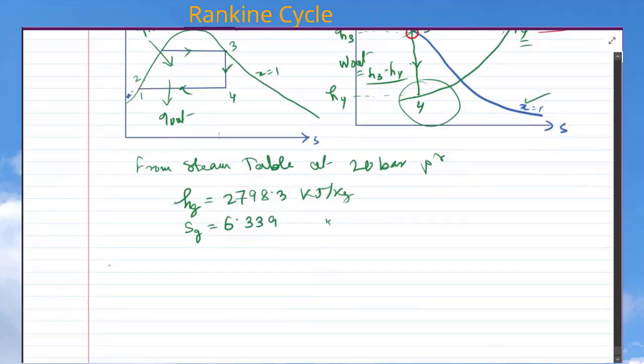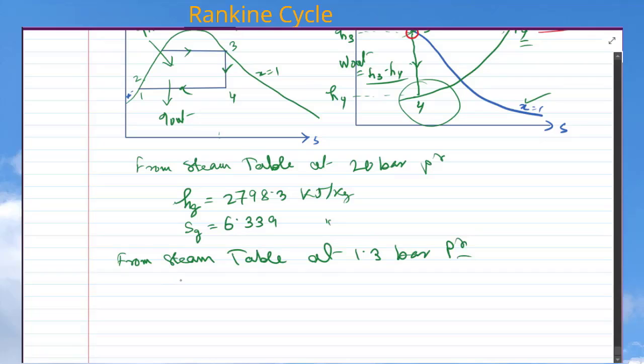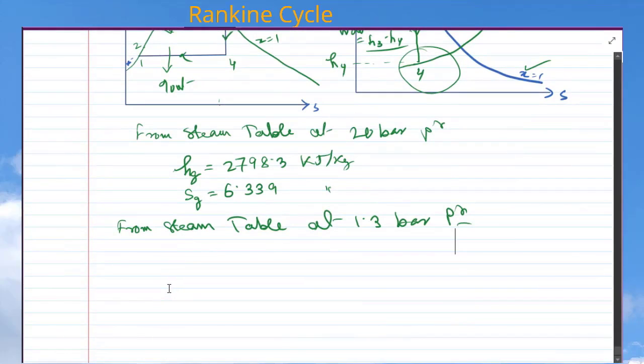Again at 1.3 bar pressure, that means the condenser pressure, from the steam table you have to take four values for this pressure. The first one is Sf, entropy, equal to 1.386 kilojoule per kg per Kelvin. Then Sfg is equal to 846 kilojoule per kg per Kelvin.